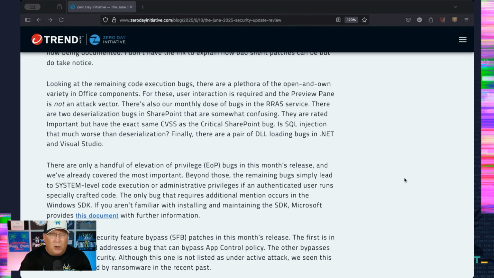So there's that. We have our monthly dose of RS bugs. Again, these seem to be just a common thing in every update these days. Still have yet to see one exploited in the wild.